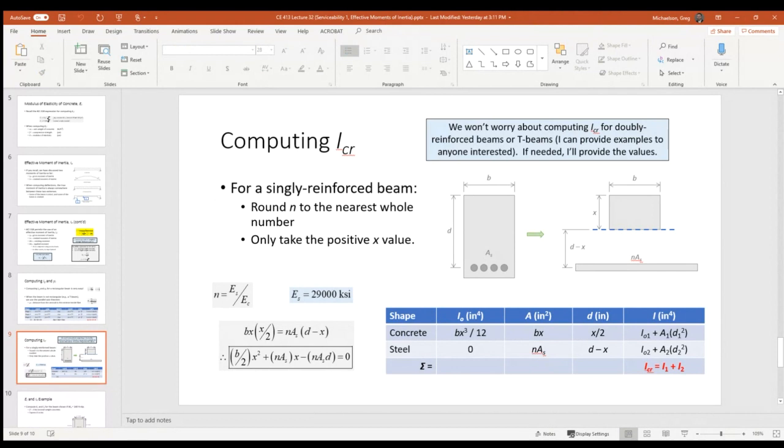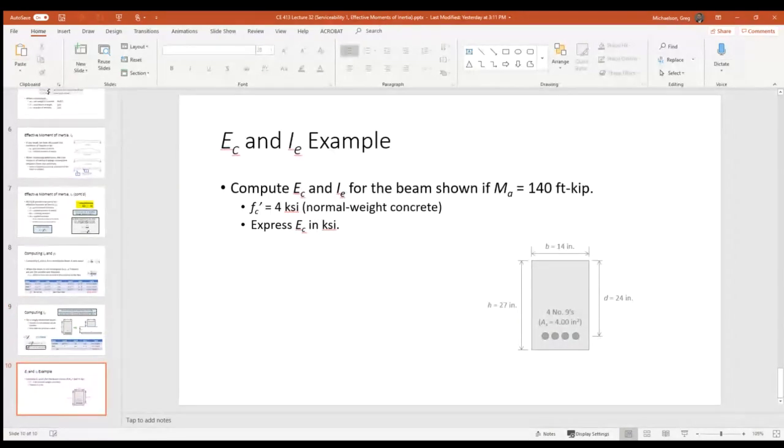And again, we've dealt with those before. So I have here an example, and all I'm concerned about is just computing the EC and the IE value for this beam shown if the applied moment is 140 foot kips. So FC prime is 4 KSI.